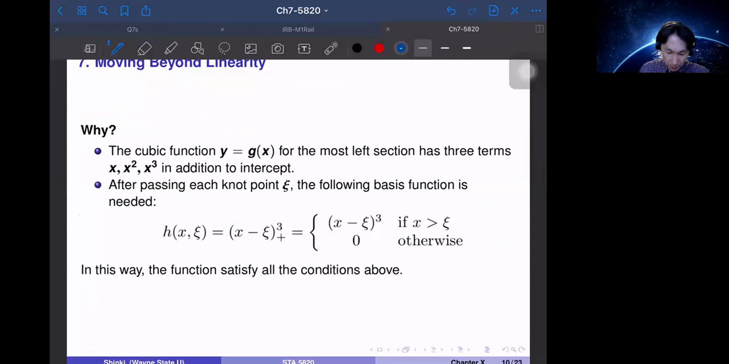So this is the more concrete description of the regression spline. At first, the cubic function has the 3 terms in addition to intercept. So this is the most left-hand side in the previous figure. Then after passing each knot xi, one of c sub i, the following basis function is needed. That is the positive part of x minus xi, cubed. It is x minus xi cubed if x is larger than xi, and 0 if x is less than or equal to xi.